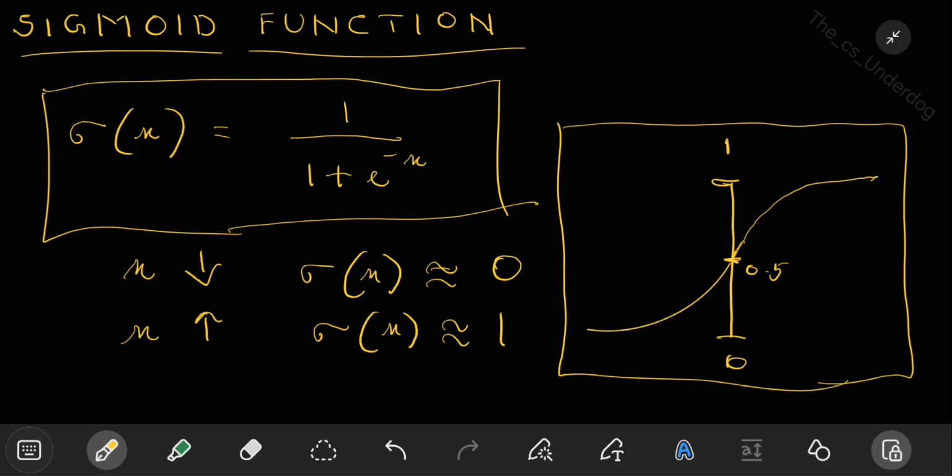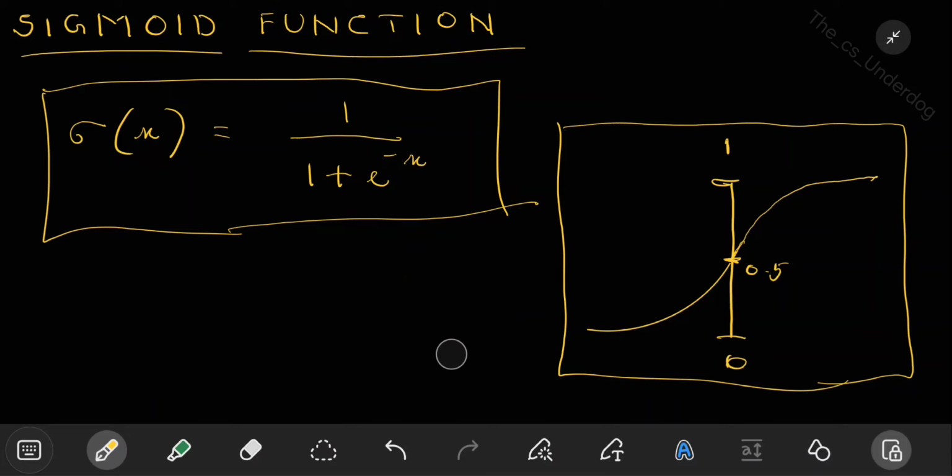This is also called the logistic function because we will use it in logistic regression. Let us understand the specialities of this sigmoid function or the logistic function. Keep this graph in mind, also keep this function in mind. The first speciality is that it is an S-shaped curve, and because of this, it smoothly transitions from 0 to 1.